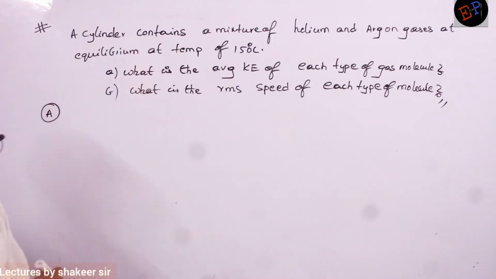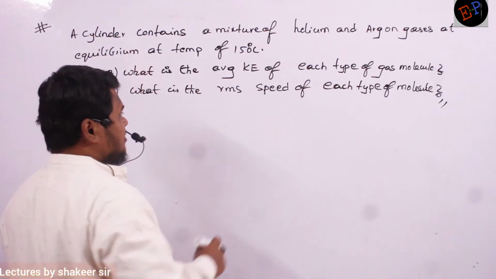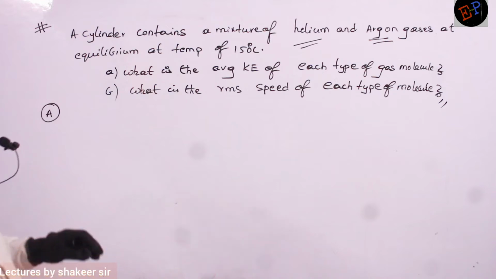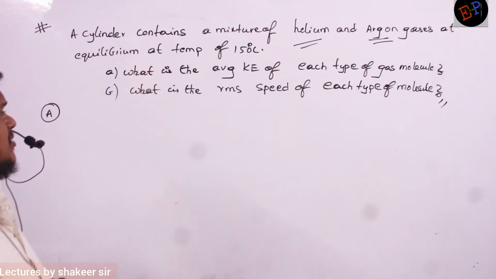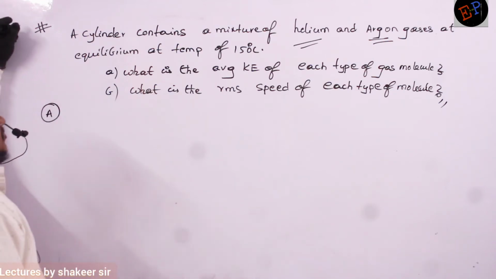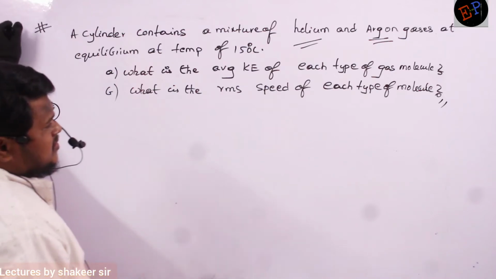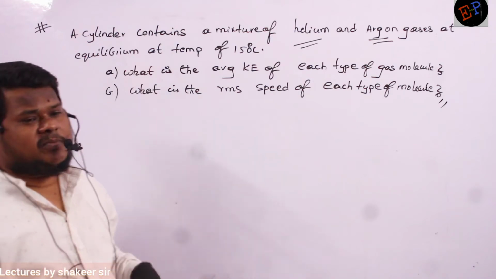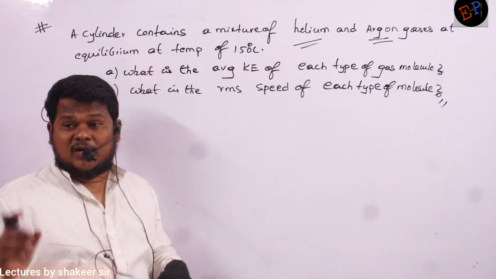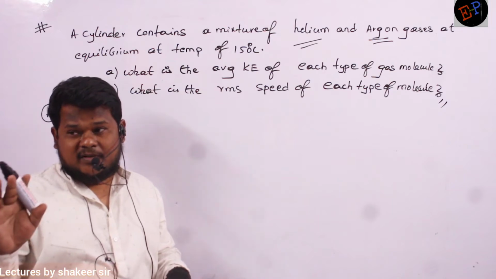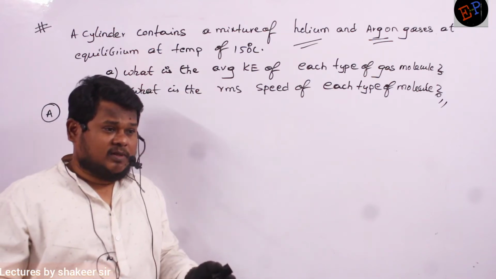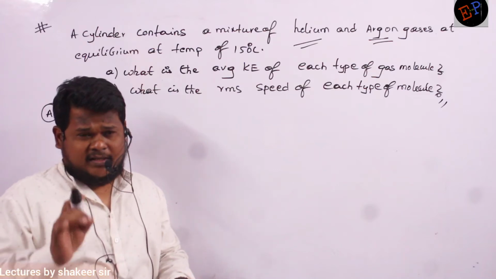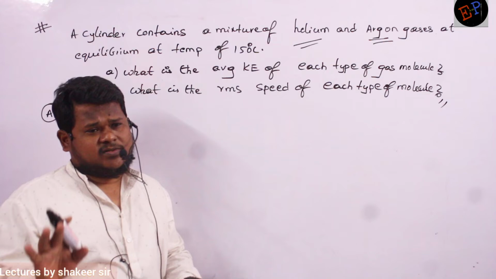So a cylinder contains a mixture of helium and argon gases. Two types of gases are present at equilibrium at a temperature of 150 degrees Celsius. Clear now? So first question is, what is the average kinetic energy of each type of gas molecule? So kinetic energy depends on what, ma? Only temperature. It doesn't depend on what is the type of molecule, what is the mass of molecule. Kinetic energy depends only on temperature, okay?